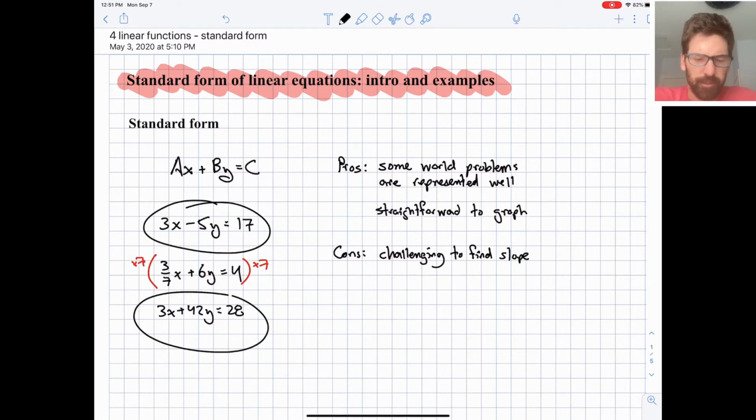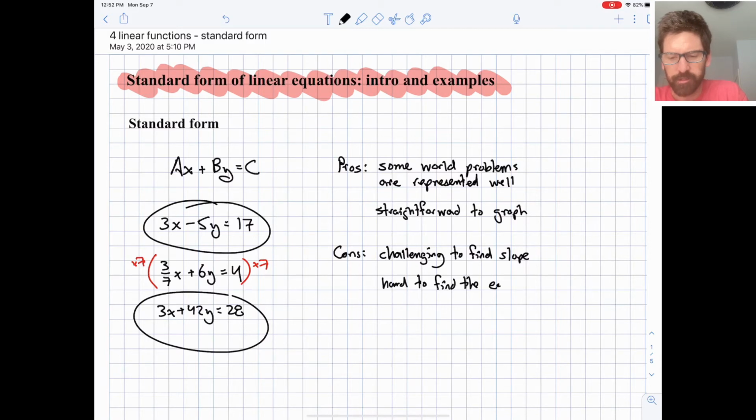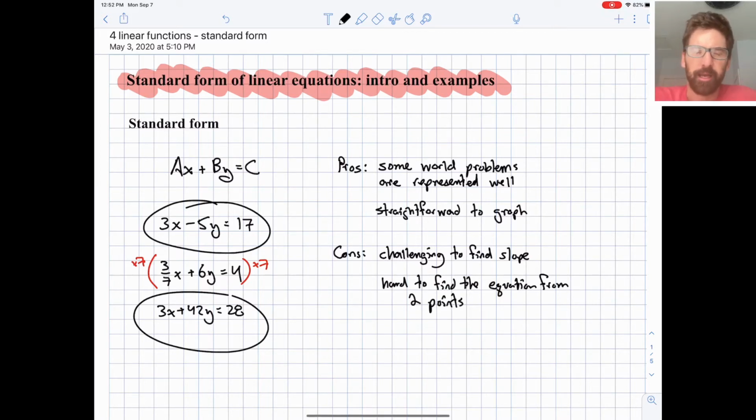Before we get to our examples, another con I just thought of is that sometimes it's hard to find the equation from just 2 points. The way I do it is you need to go through another form to get standard form. If I'm given 2 points, I will find the slope-intercept form first, and then I convert it to standard form. So it's a little bit awkward in that regard.